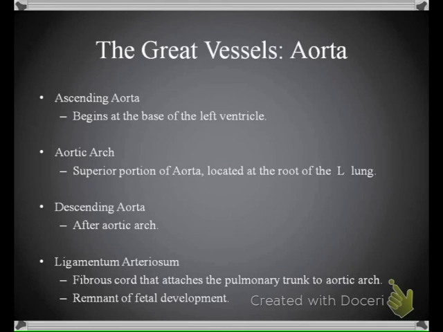We also have the ascending aorta, which is what the aorta is called when it begins at the base of the left ventricle. If we remember, the aorta actually comes up from the left ventricle and kind of looks like this. And then we saw on the images the descending aorta as well. Somewhere in between the ascending and the descending, we make a curve which changes the aorta from going up to going down, and that is called the aortic arch. It's the superior portion of the aorta, and it's located at the root of the left lung.